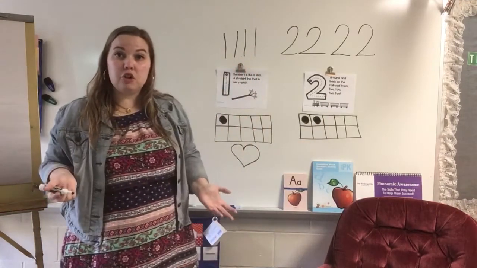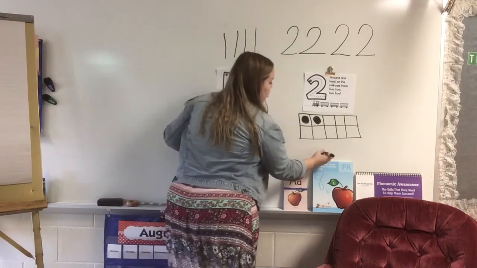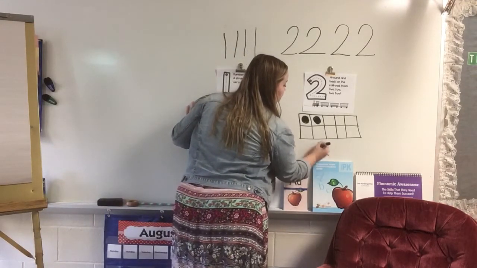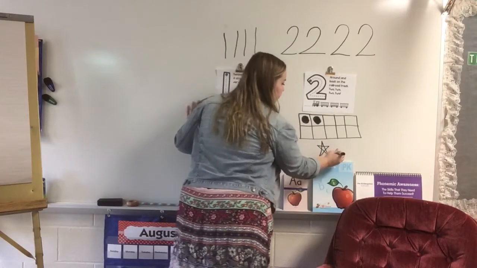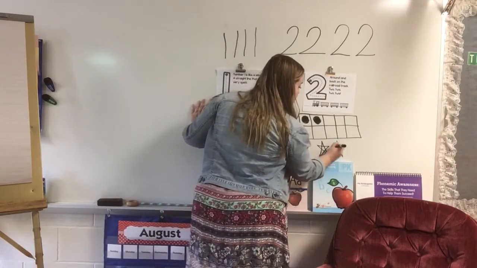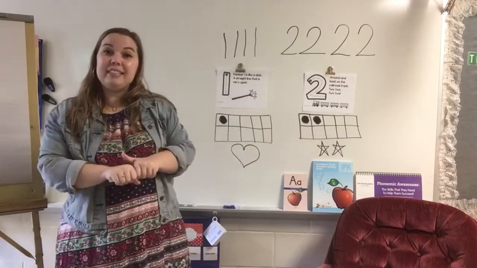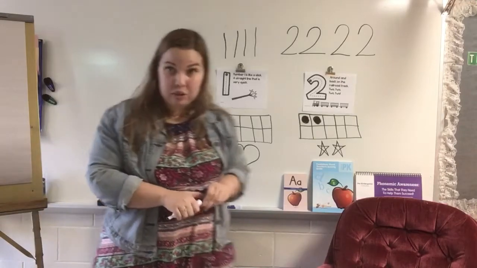I don't fill any more in because I'm showing the number 2. If I wanted to draw a picture of 2 things, I would just count. And I'd make 2 stars. Here we go. 1. Is that enough? Nope, it needs a friend. 2. 1, 2. That's how I can show the number 2 in a picture.